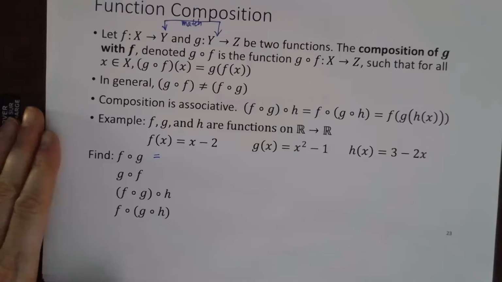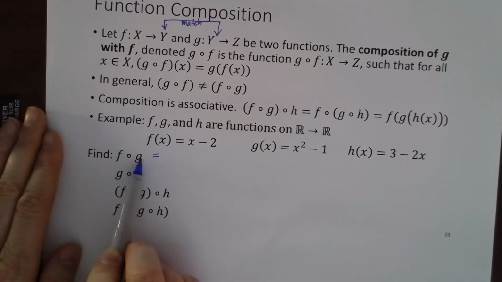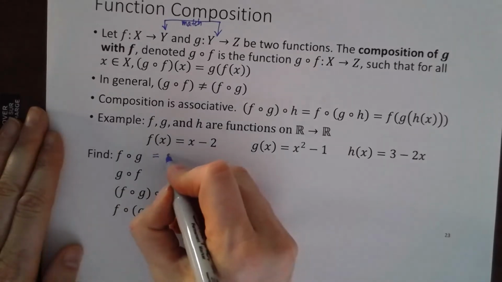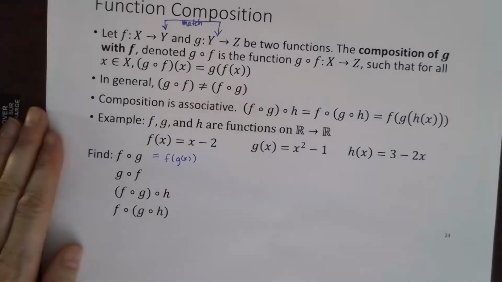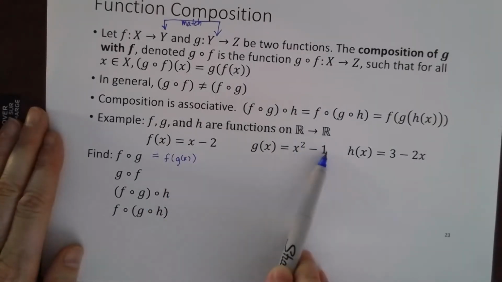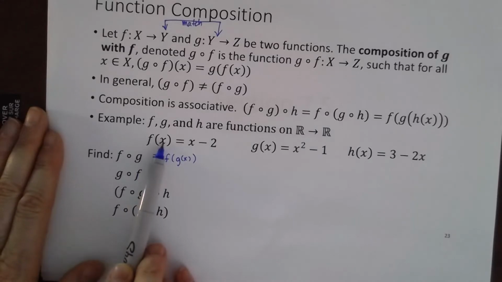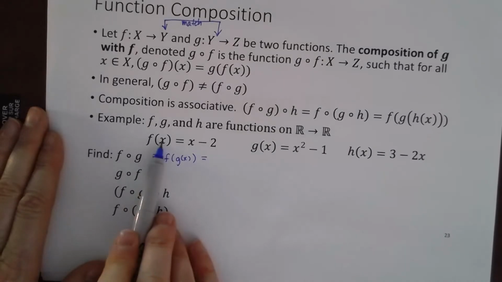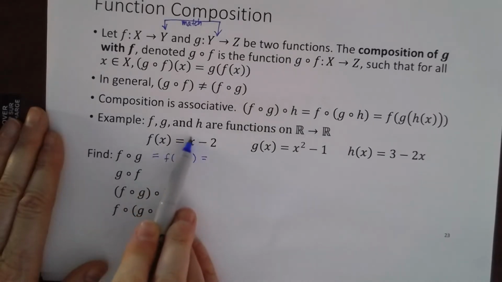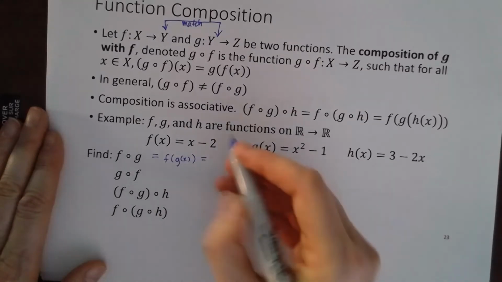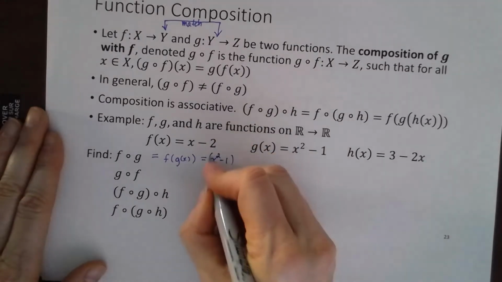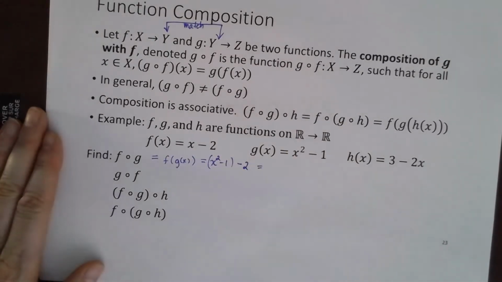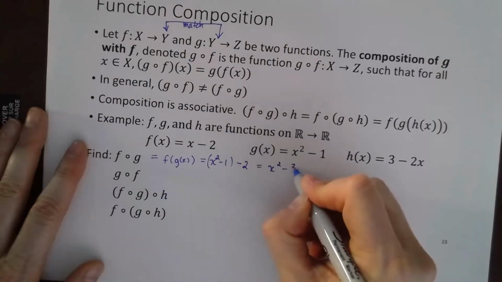Okay, so if we want to find f of g, it's the function on the right that's always going to get fed into the function on the left. So this one's going to be f of g of x. We're going to take whatever g of x is, so x squared minus 1, and use that as the input to our f function. When we take x squared minus 1 and put that in as an argument to our f function, then this argument x will get replaced with x squared minus 1. I'm just going to put parentheses around that. That replaces our x, and then minus 2, so that simplifies to x squared minus 3.